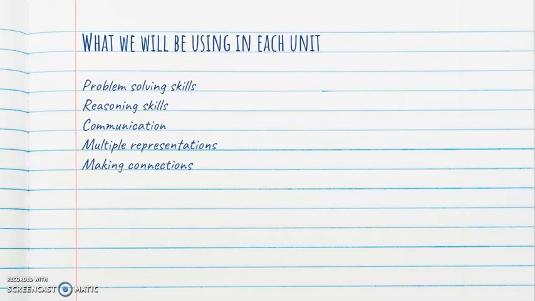Each unit, we're going to be using problem-solving skills, reasoning skills, communication, multiple representations, and making connections. All of that is going to help you deepen your understanding. There's a couple of different ways that we'll do each of those things, but communication is going to be really big in writing, in speaking, and making sure that you're communicating with me too when you need more from me.